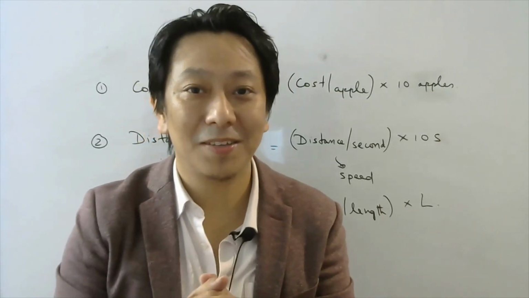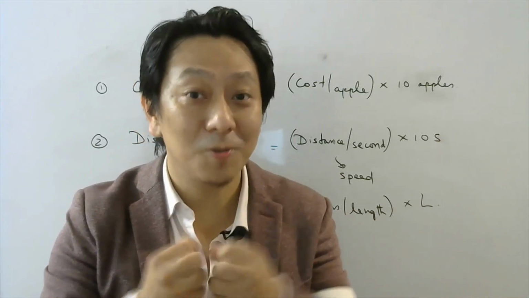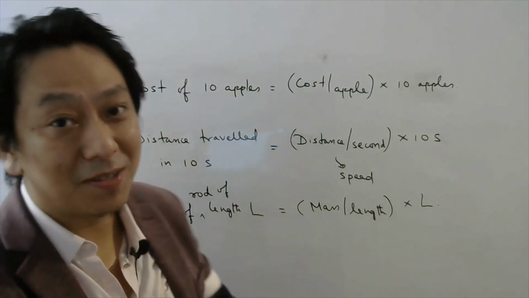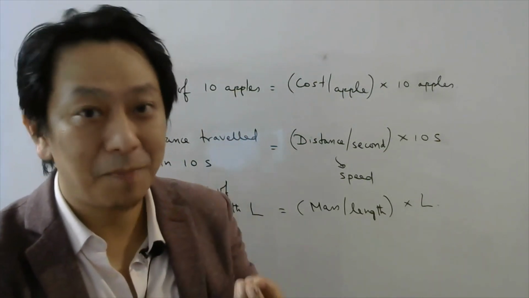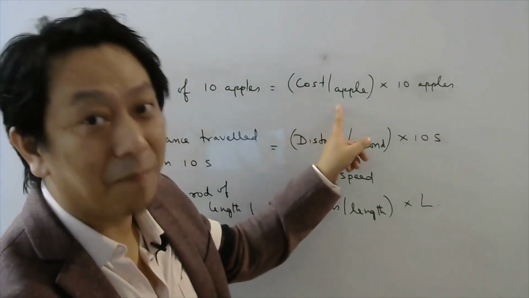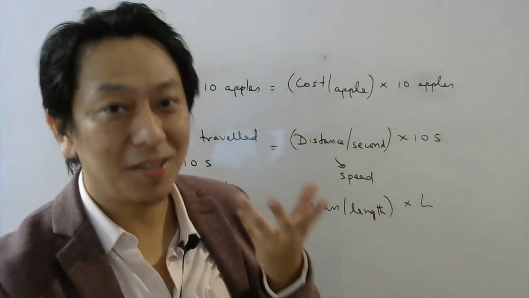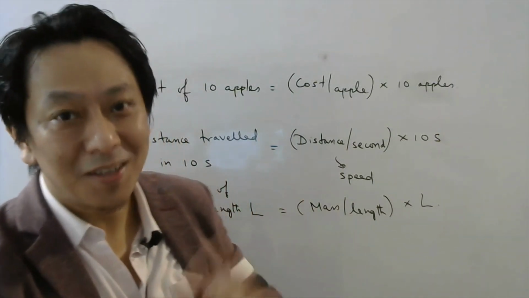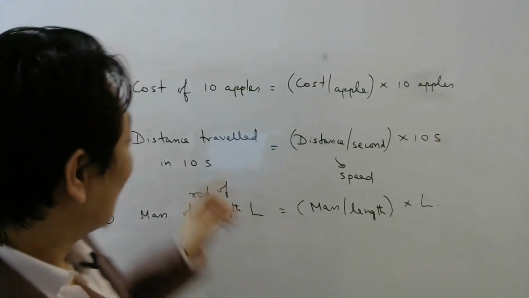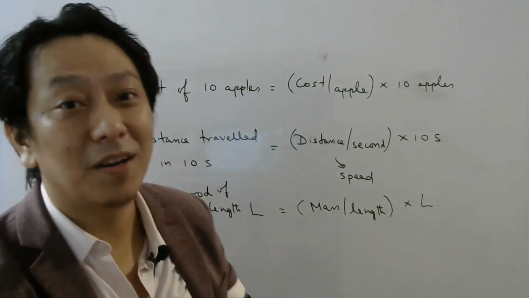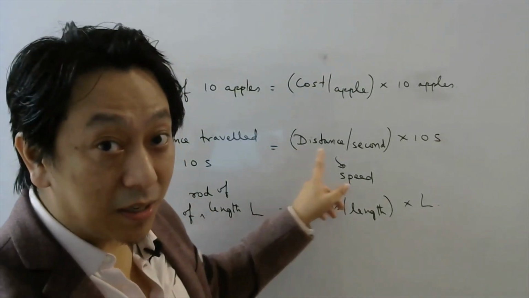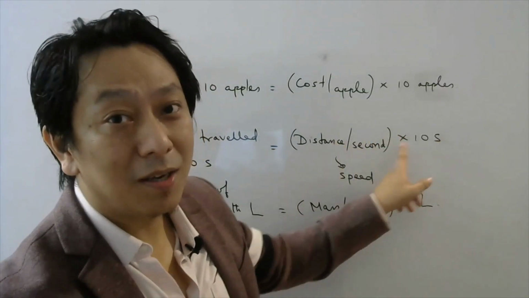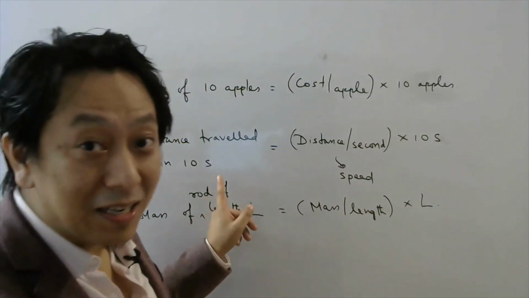Now let us see some simple examples where we multiply two things to find something else. For example, if you want to find the cost of 10 apples, what should we do? Find the cost of one apple, which is called cost per apple, then multiply with 10 apples, isn't it? So if the cost of one apple is 5 rupees, the cost of 10 apples would be 50 rupees. Similarly, in a physics example, if I want the distance traveled in 10 seconds, and you know the distance traveled in 1 second, which is also called speed, then you just multiply that with 10 seconds. You will get the distance traveled in 10 seconds.